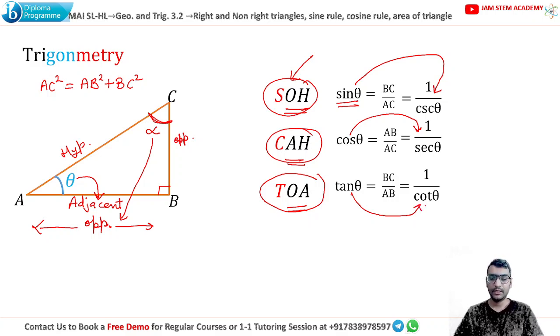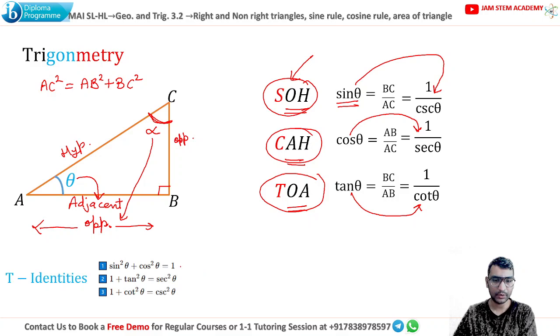And three trigonometric identities that you need to remember. Sine squared theta plus cosine squared theta is equal to 1. 1 plus tangent squared theta is equal to secant squared theta. And 1 plus cot squared theta is equal to cosecant squared theta. These trigonometric identities are also important. You can construct these anytime using the Pythagoras theorem.